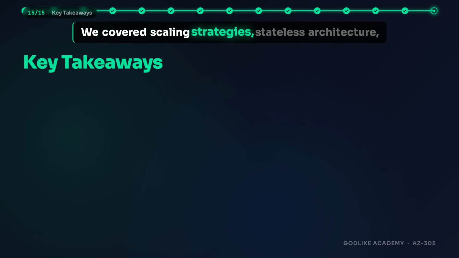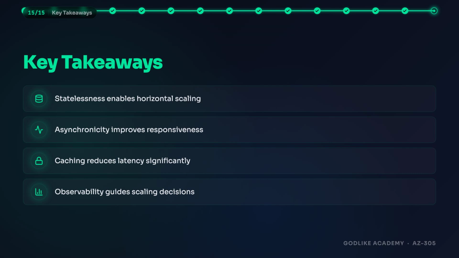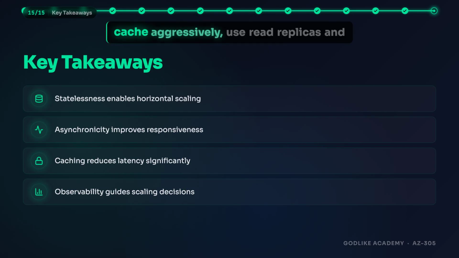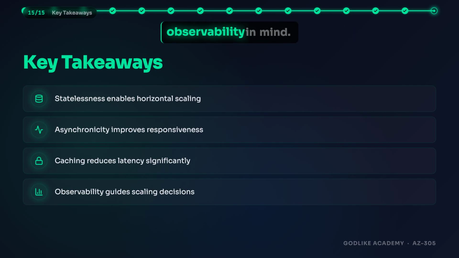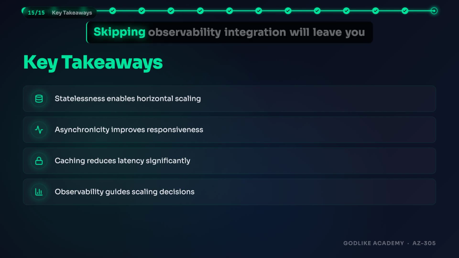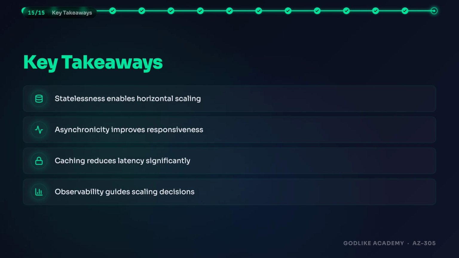We covered scaling strategies, stateless architecture, database patterns, and best practices. Key takeaways: externalize state, offload processing, cache aggressively, use read replicas and sharding for databases, and build with observability in mind. Apply these patterns consistently across your Azure Kubernetes service clusters to maintain predictable performance under stress. Skipping observability integration will leave you blind during peak load events and prevent accurate capacity planning for future exam scenarios.